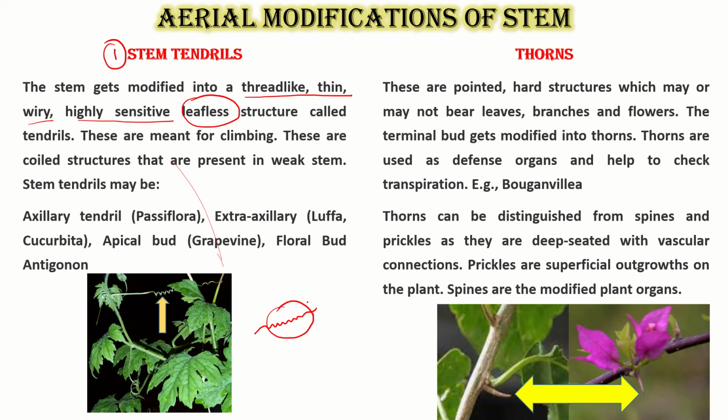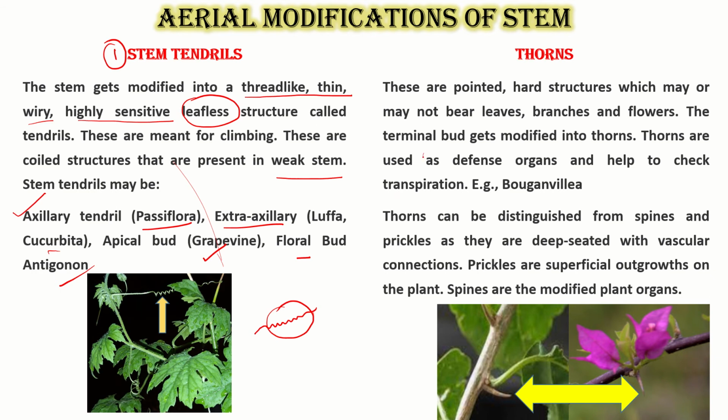These are coiled structures that are present in weak stem. From the very word you can understand the stem is weak, it needs a support, and the tendril helps this weak stem to wind itself with the support. Stem tendril may be axillary tendril, which is found in Passiflora, extra-axillary, which is found in Luffa, Cucurbita, apical bud, which is found in grapevine, floral bud here.